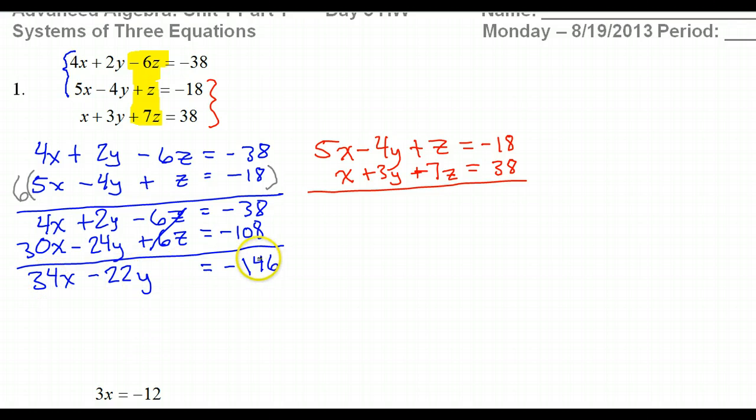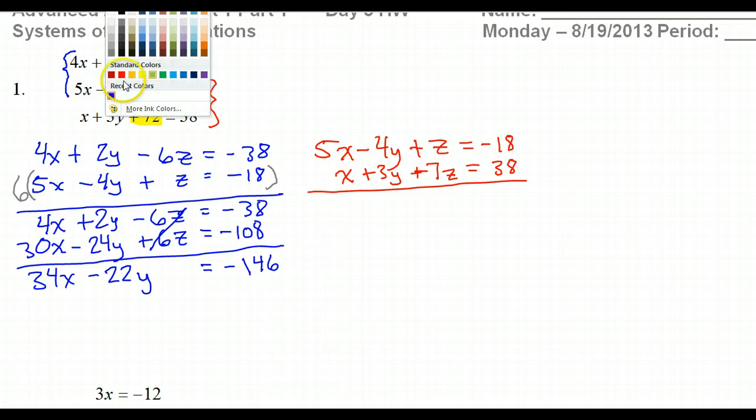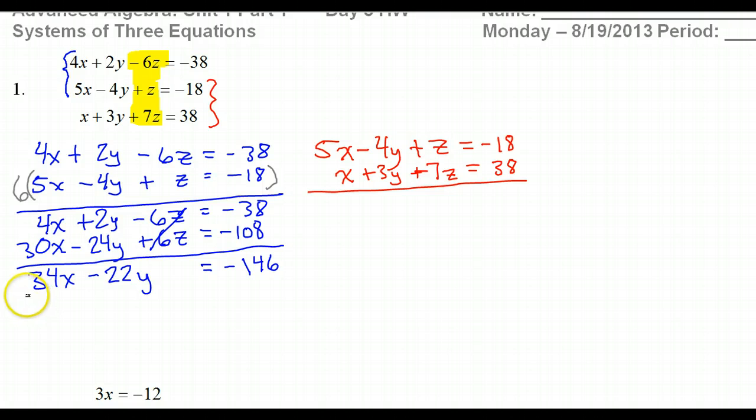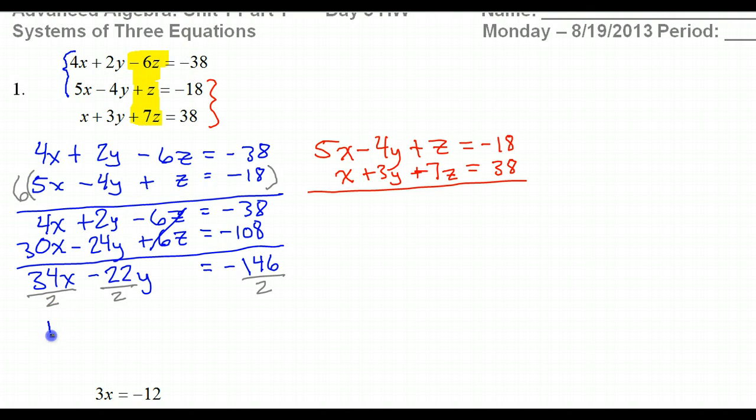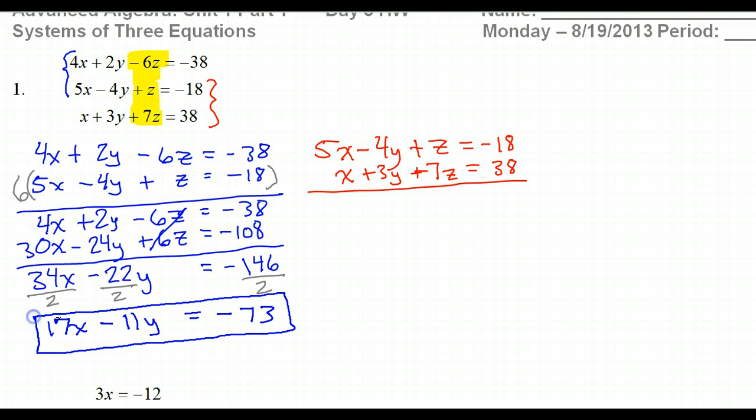Now before I call this equation ready and finished, I like my numbers to be as small as possible. I'm noticing that these are all even. So that means at least they are all divisible by 2. So why not make life easier on yourself and divide by the greatest common factor. Make them smaller. So this is going to become 17x minus 11y is equal to negative 73. Okay? So, put a box around that. This equation is now ready to go. I'm going to use that later.